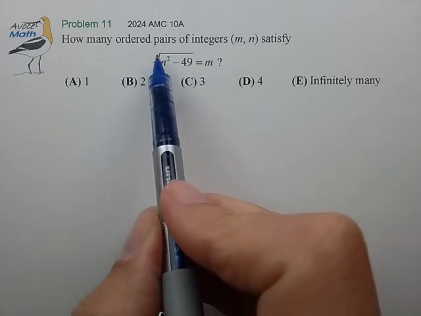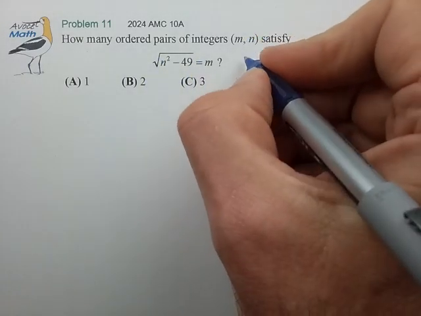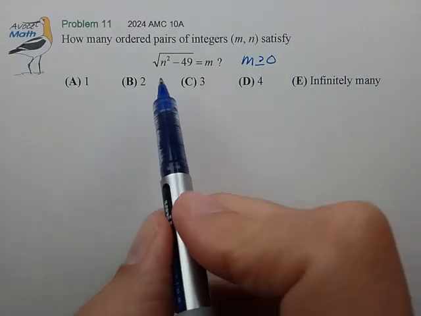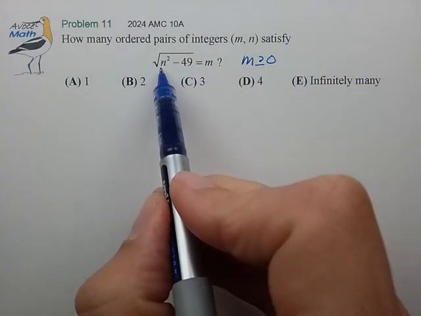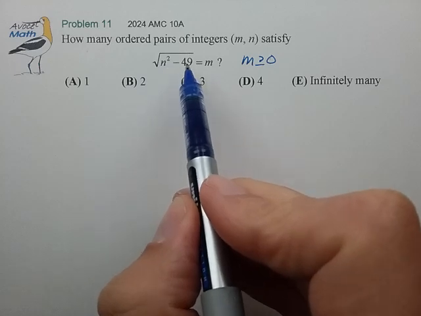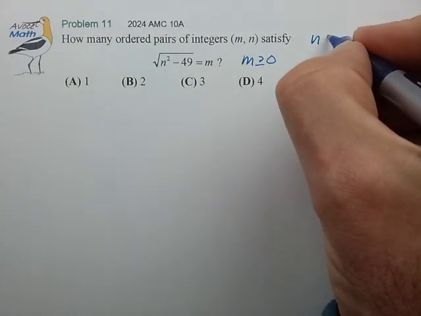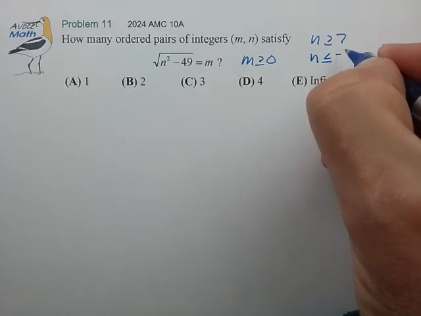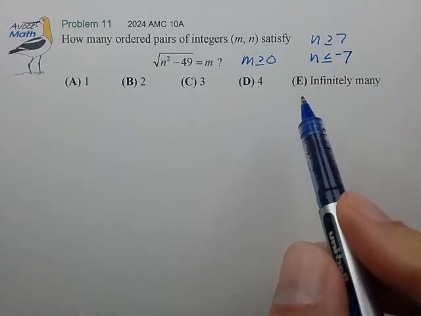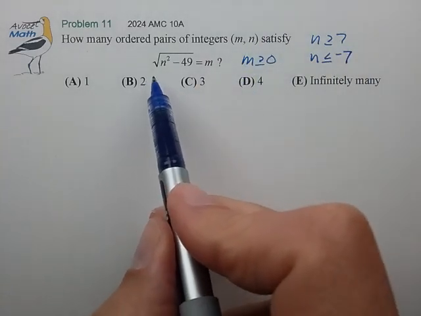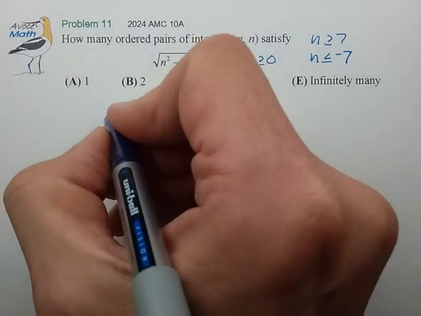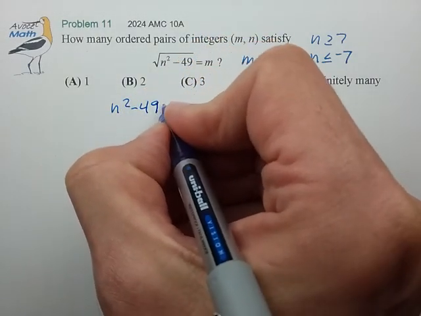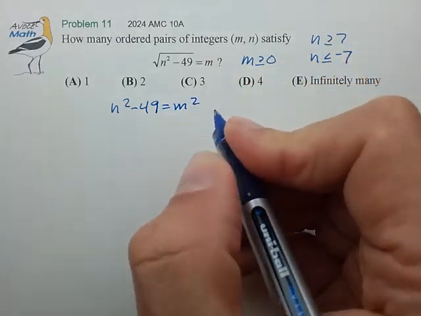By definition, the square root always maps to the positive root, so we have that m is greater than or equal to 0. We have to avoid a negative sign underneath the square root operation, so we also have that n has to be greater than or equal to 7 or less than or equal to minus 7. So provided we satisfy these constraints, we can square both sides of the equation to arrive at n squared minus 49 equal to m squared.